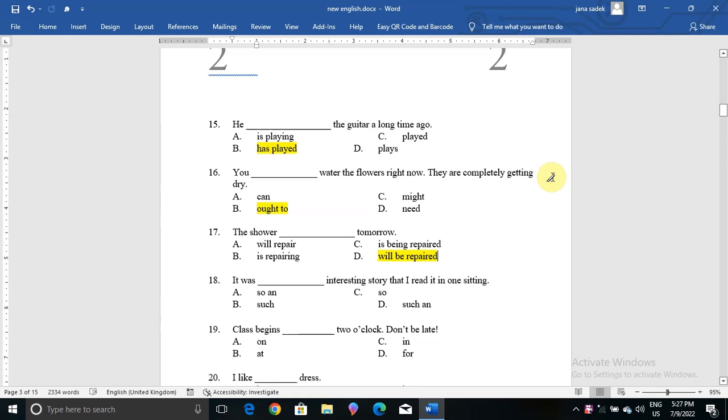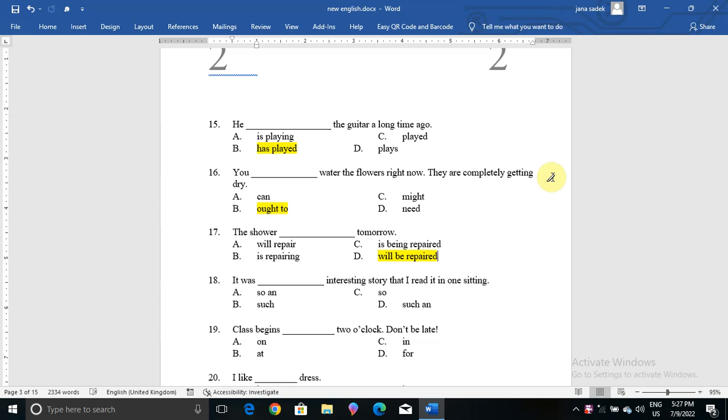Now question number 18 says, it was dash interesting story that I read in one sitting. It was dash. What will it be? So an, such, so, or such an. First of all, we will use something that has an. Why? Because here we have interesting, whose first letter is a vowel. So that means we are going to use an.